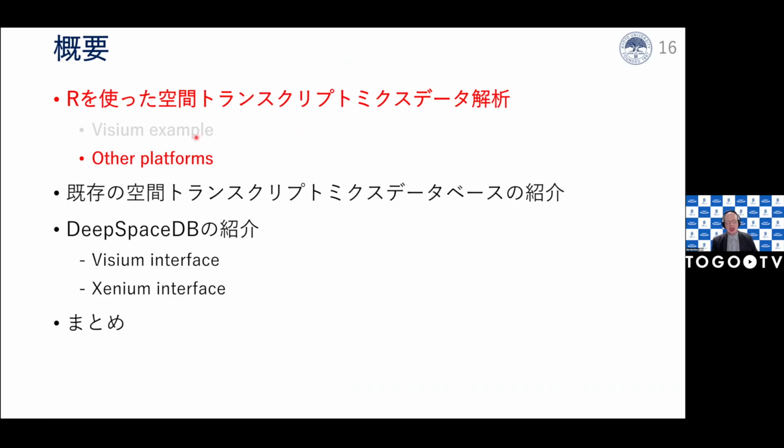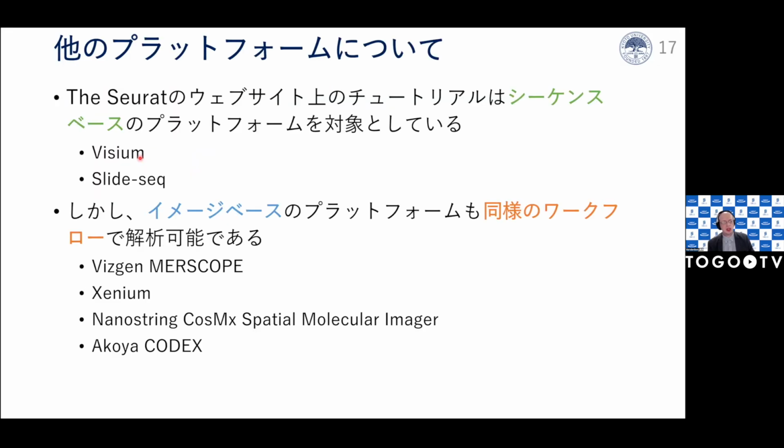Of course, next, similar to what Sakai-san showed, maybe I want to predict what the cell types are or things like that. But I will not introduce it today. And then there are other platforms, of course, which Seurat can handle. And so I introduced Visium, but there's also a tutorial for Slide-seq. And then there are also tutorials for the image-based platforms, including Xenium, for example. But actually, the workflow is very similar for each of them.